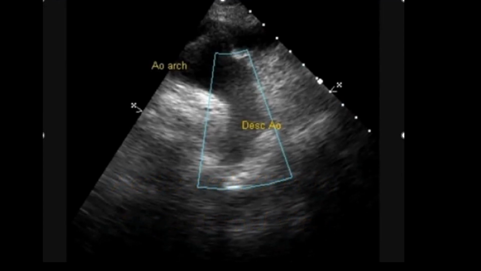suprasternal view, arch of aorta and descending aorta. In congenital heart disease, it is important to see this view to avoid missing a coarctation of aorta. If there is a coarctation, there will be narrowing here, and a very high velocity jet will be seen in this region. We'll go back.